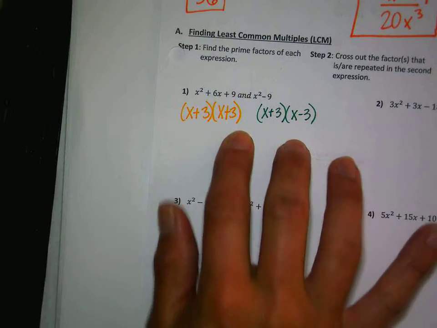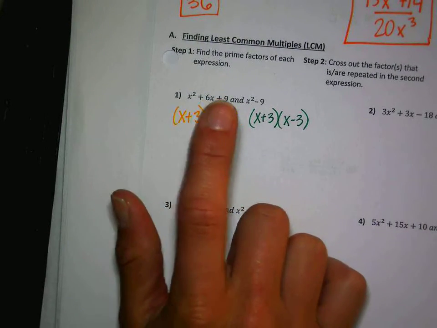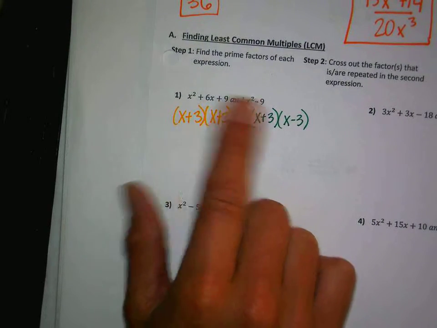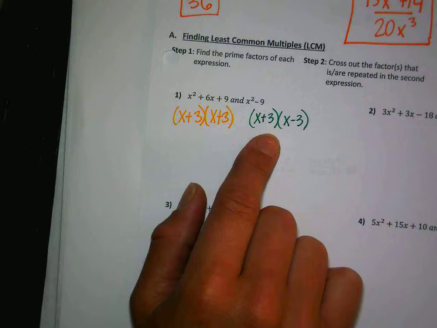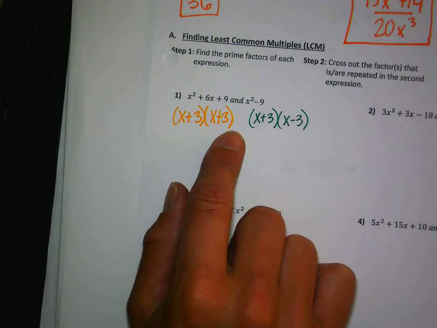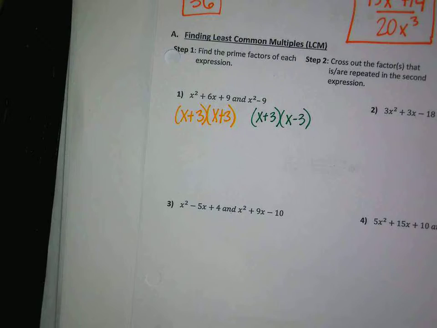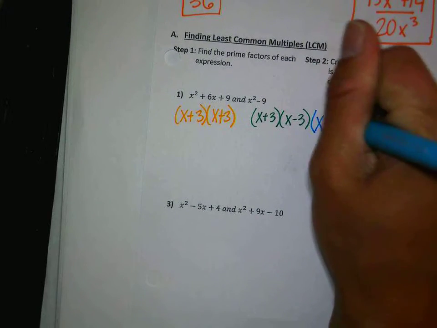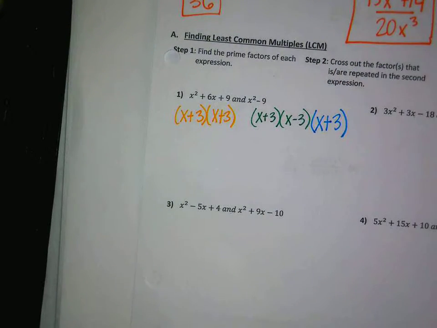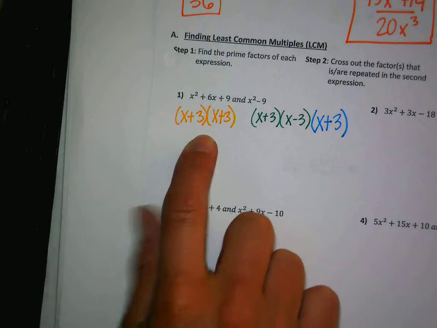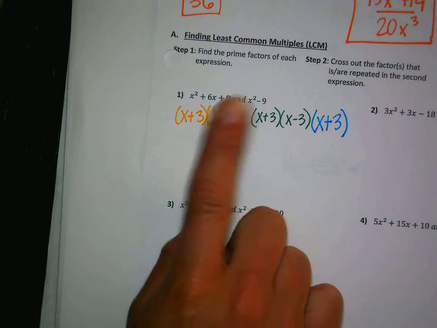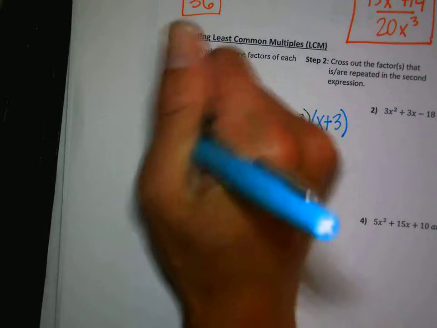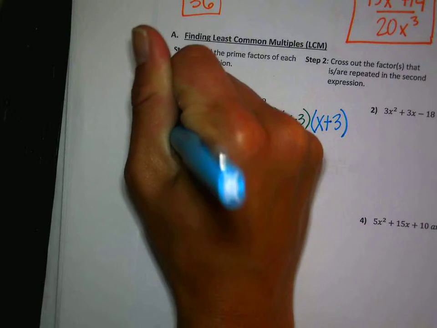So when I'm looking at the yellow and the green guys, what does the yellow guy have that the green guy is missing? Right, another x plus 3. There's 2 of them here. That one only has 1. So we are going to multiply this one by x plus 3. All right, they're still not the same though. What does the yellow guy need? Right, that the green guy has in x minus 3.